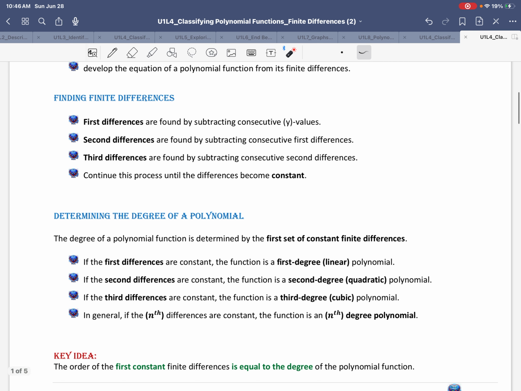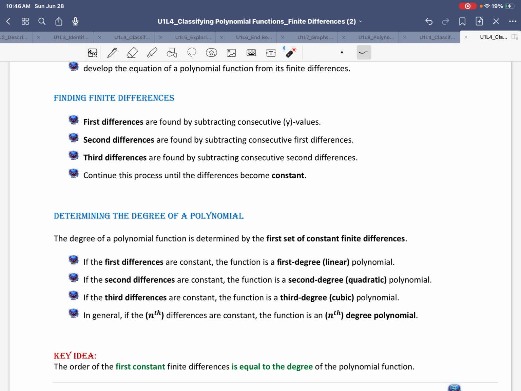Now, how do we determine the degree of a polynomial? Well, if the first differences are constant, then we're going to say it's a first degree, or linear, polynomial function. We have explored this in grade 9 as well, if you remember. If the second differences are constant, it's going to be a second degree, or quadratic, polynomial. If third differences are constant, it's a third degree, or cubic, polynomial.